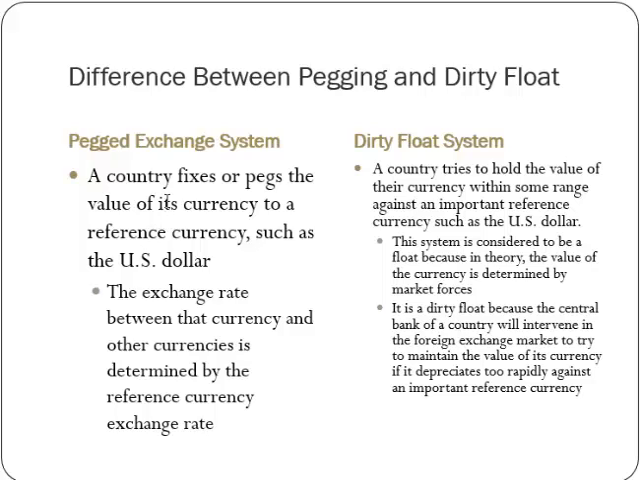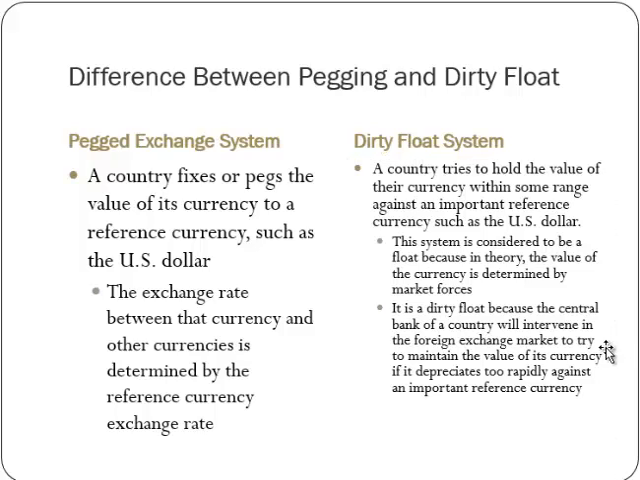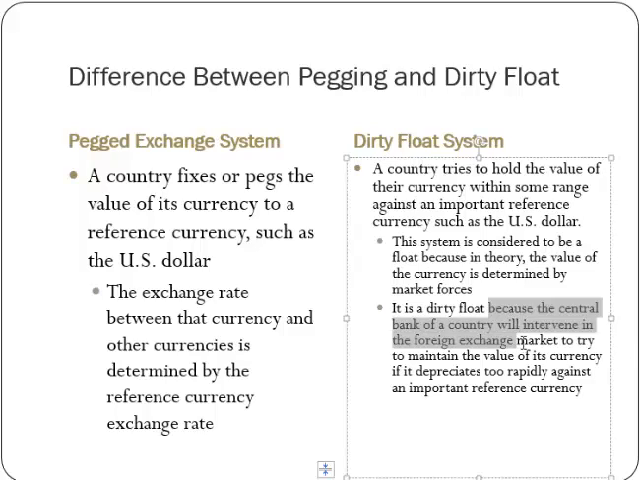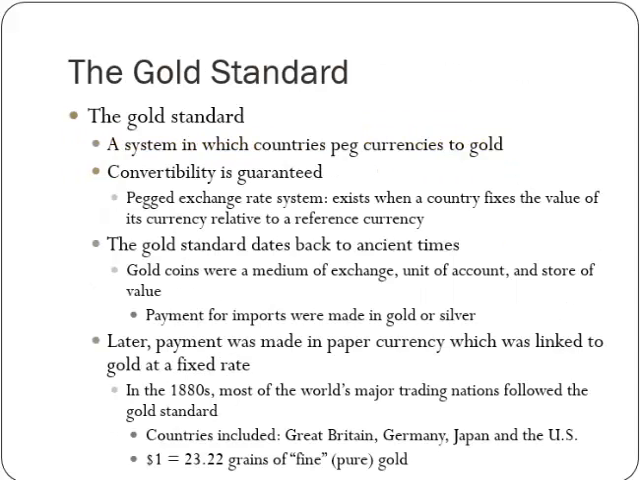Here are some of the differences. A pegged exchange system is when a country fixes or pegs, same thing, its currency to a reference currency. A dirty float is where it doesn't specifically have rules saying it has to be worth the same amount, but it tries to hold the value within some range of the other currency. This is what happens when the central bank of a country, like China, will intervene to try to maintain the value of its currency. If it goes down or up too much, the country will sell or buy enough of its currency to allow its value to kind of be similar to the dollar, for example.